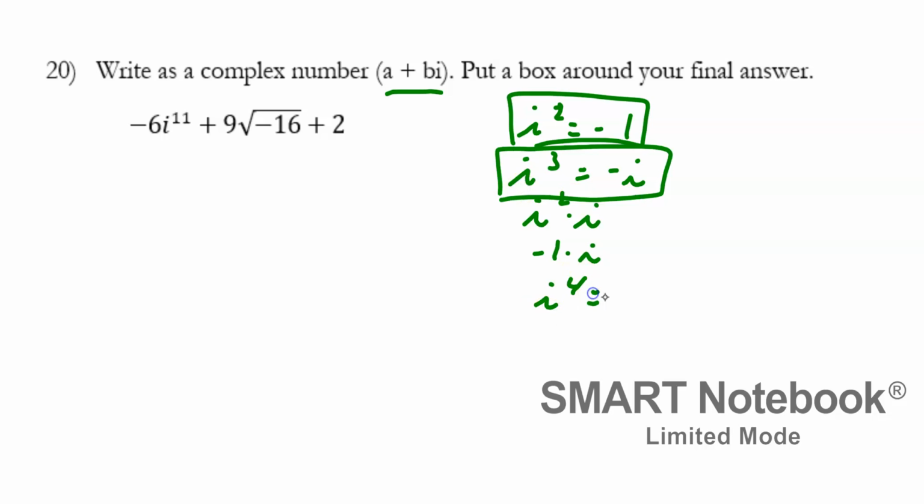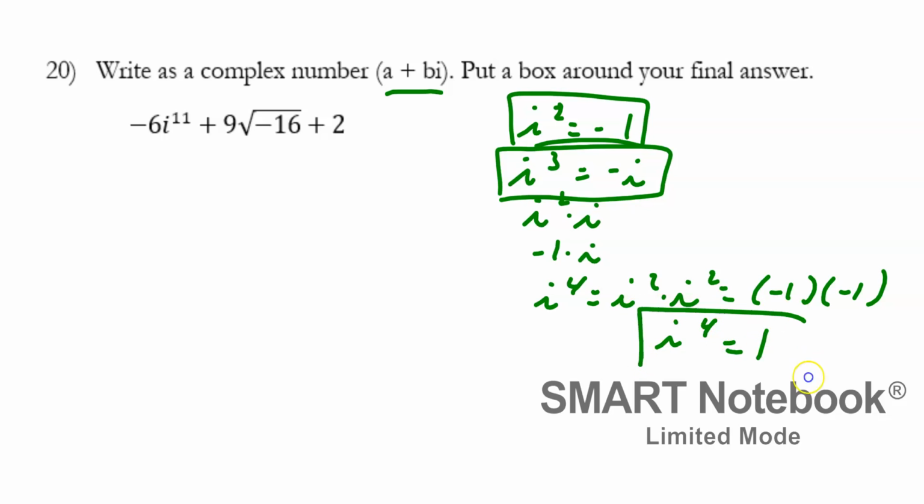Then if we have i to the fourth, that is really i squared times i squared, which is negative 1 times negative 1. So i to the fourth is really equal to 1. These are the important things.